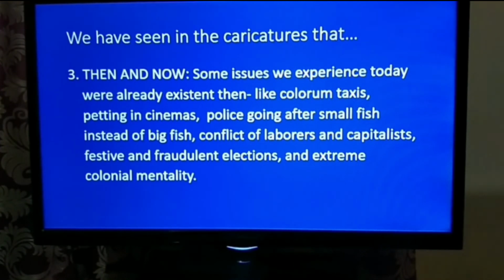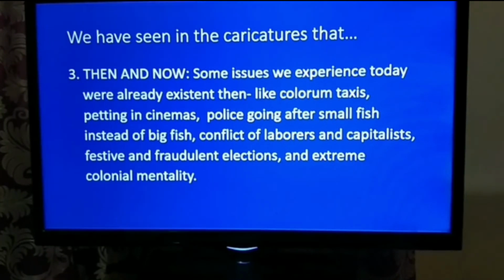Okay, like the people wanting the American blessing on their candidacy. Okay, and then we also see the students pulling the chariot for the American Governor General. We have extreme colonial mentality back then, and we still have it today. And all these issues listed, they are still around.